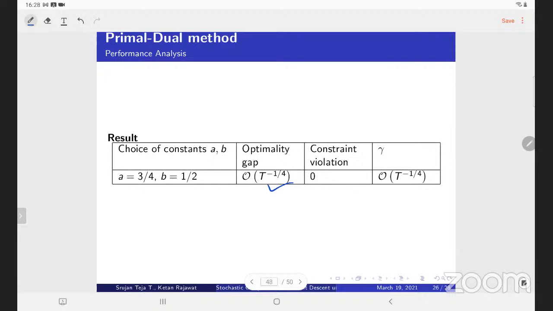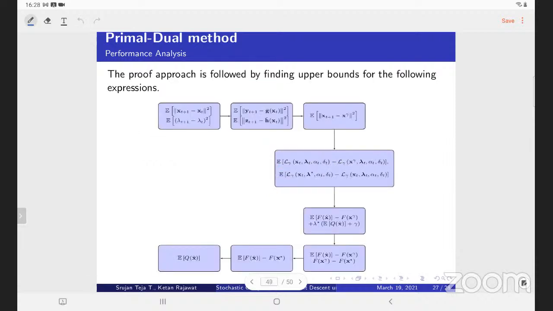The thing is, clearly the primal dual method has improved upon the conservative method, and the convergence rate is reaching the convergence rate of unconstrained problems, which is the best we can do. So yeah, the primal dual method is much more effective than the conservative method.